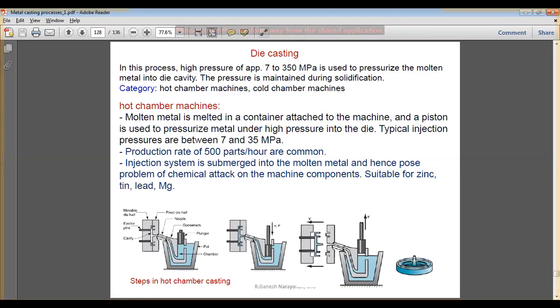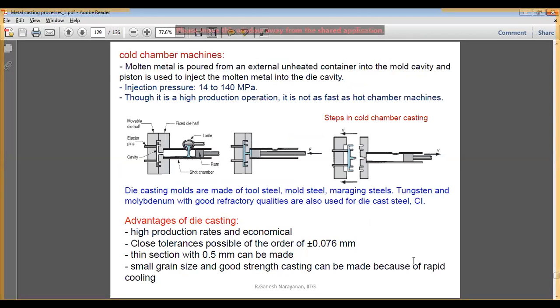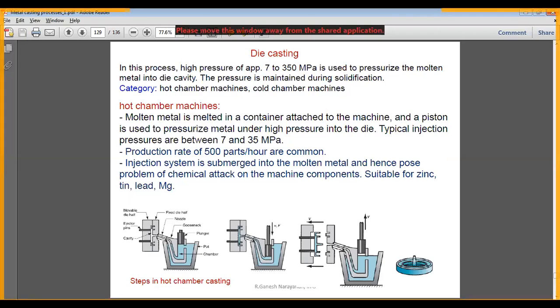So again, these are the cold chamber machines. In cold chamber machines, there are no hot chambers. Here you can see the hot chamber in which the molten metal is kept, and this is compressed.